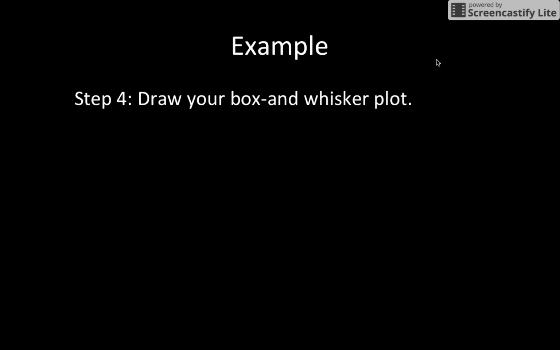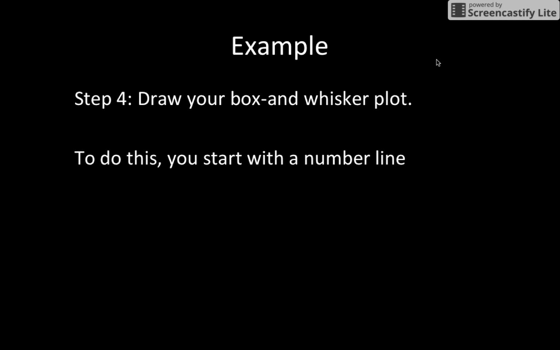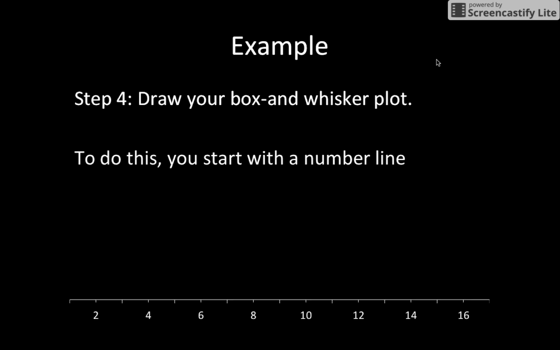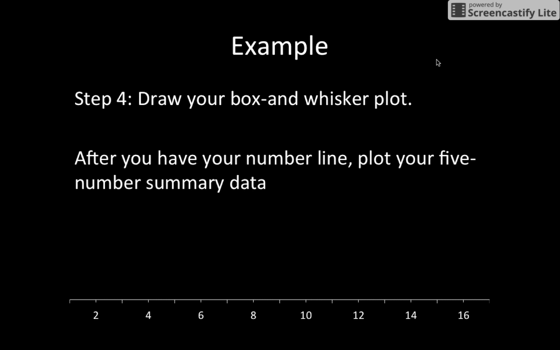Next, after you have all your information, you can use that to draw your box and whisker plot. You start with a number line. I went by 2s to draw my number line. After you have your number line, you plot the 5-number summary data. So we have our minimum of 1, our quartile 1 of 4, our quartile 2 of 7, and our quartile 3 of 10, and our maximum of 16.